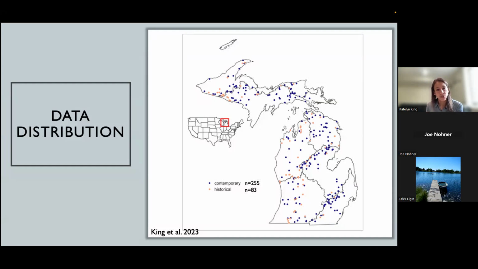And you can see those gray lines are the fisheries management unit boundaries that the Department of Natural Resources has for their management regions. And there are 8 of those across the state.